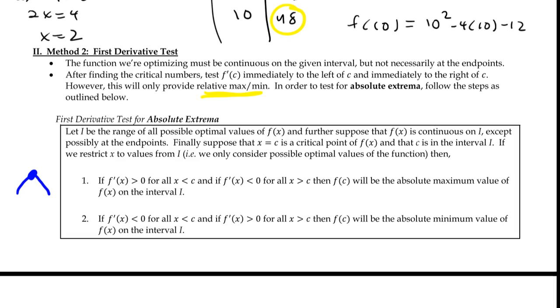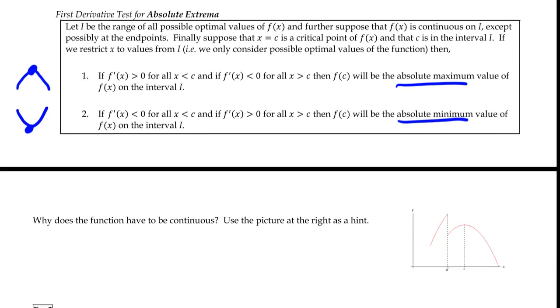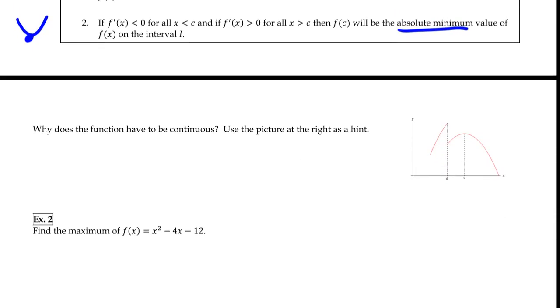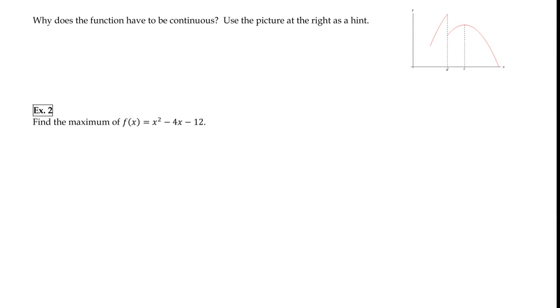Also, look at number 2. If the first derivative is less than 0, then the first derivative is greater than 0. Less than 0, then greater, then we have an absolute min. Okay? So it's just not enough to test relative. We have to test to make sure it's absolute. Okay, both cases we said we need continuity.